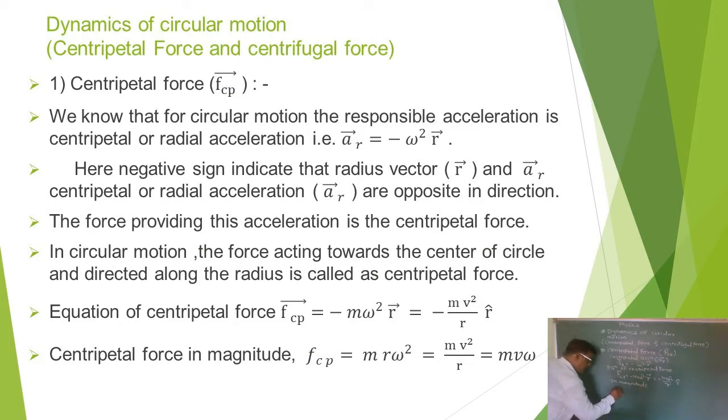Now in magnitude, F_CP is equal to m omega square r, equal to m v square upon r, equal to m v omega. These are the three different forms of the equation for the magnitude of centripetal force.